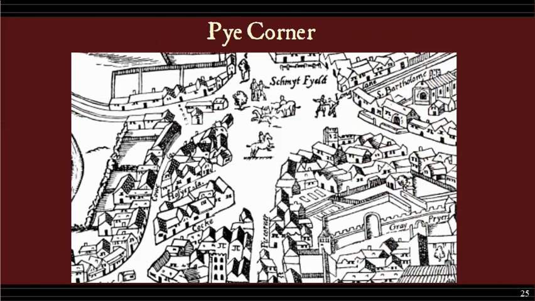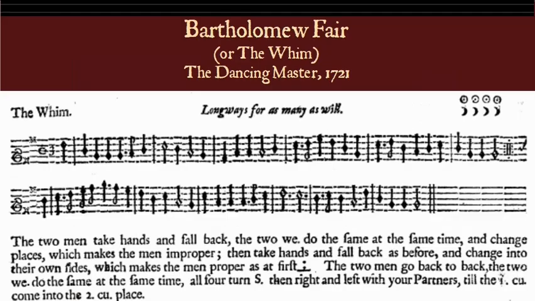A little to the south of the Red Bull was Smithfield, and there are two dances associated with this area. Pie Corner was at the top end of Giltspur Street and at the southern end of Smithfield. John Stowe, writing in his Survey of London, says that the name comes from the sign of the pie, a fair inn for receipt of travellers, but now divided into tenements. Pie Corner is also known as the place where the Great Fire of London stopped.